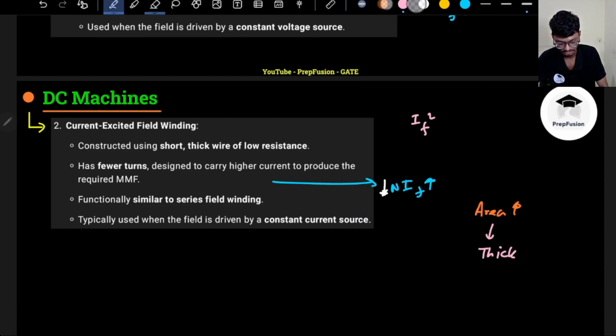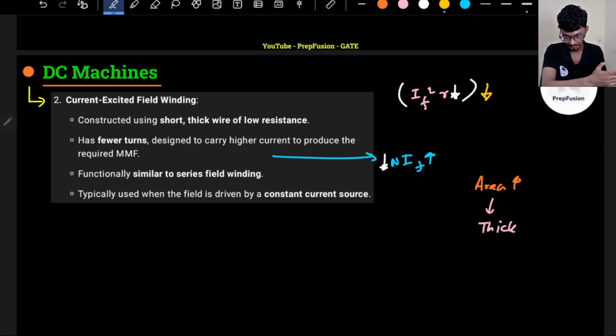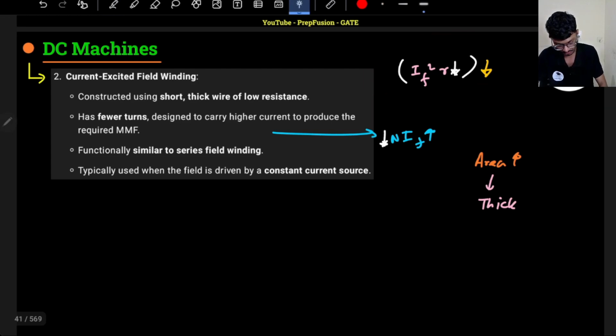The field winding resistance: of course I have to reduce it, and only then will the overall losses reduce. Whatever current I'm providing, I want it to be used for the production of MMF, not for losses. I'm not supplying the current for losses. That's why the resistance here will be lower.